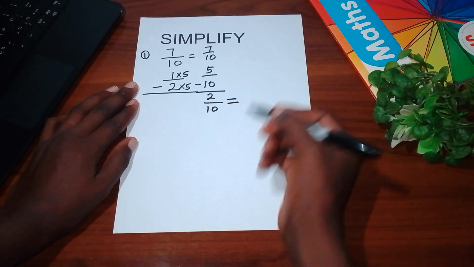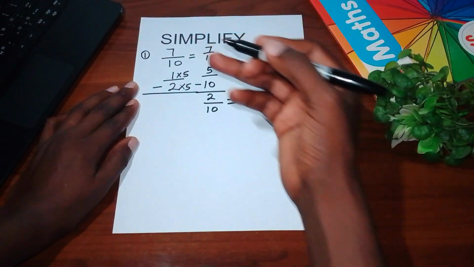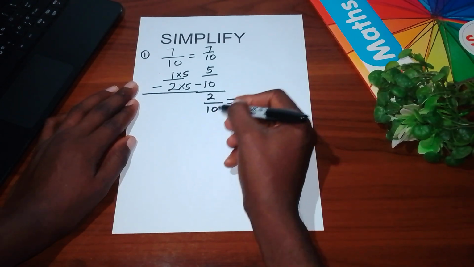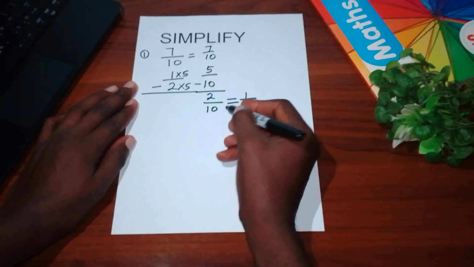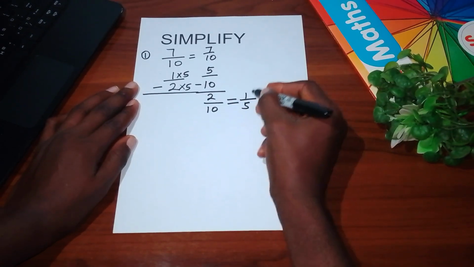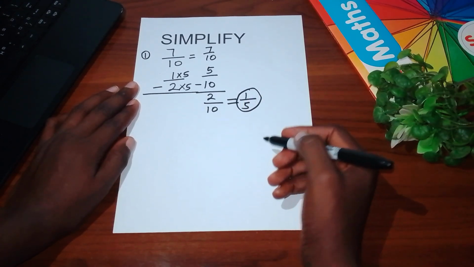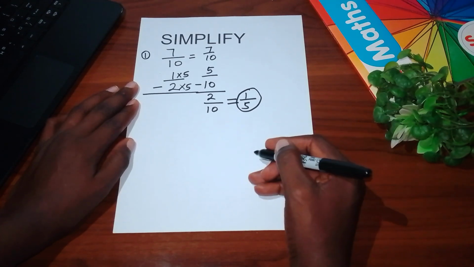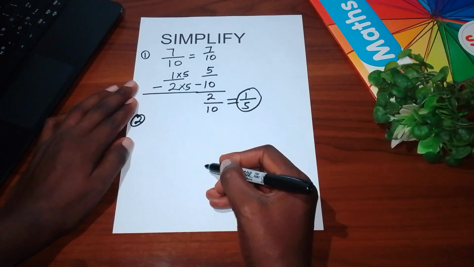So this one can be reduced. We ask which multiple we can use to divide both numbers at the same time. We'll divide by 2, divide by 2. So 2 divided by 2 is 1, and 10 divided by 2 is 5. That is our fraction in the simplest form. Always when you are dealing with subtraction or addition of fractions, you make sure that your answer is in the simplest form. Let's look at example number 2.